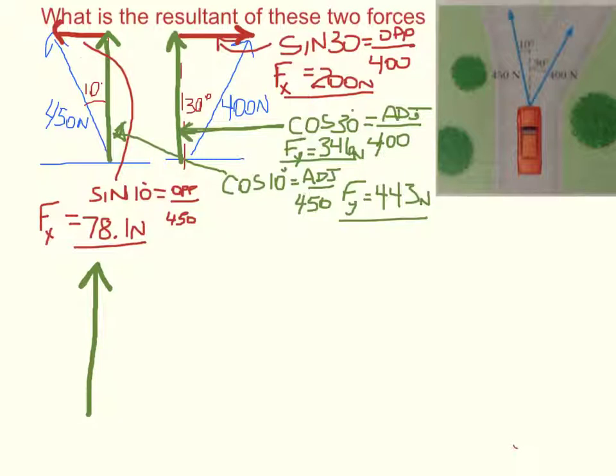If I look at the two red arrows, they're in opposite directions. I've got 200 to the right, and I've got 78.1 to the left. So those would subtract to give me 121.9 or 122 newtons to the right, on the 200 newton side. So that's 122 to the right and 789 forward.